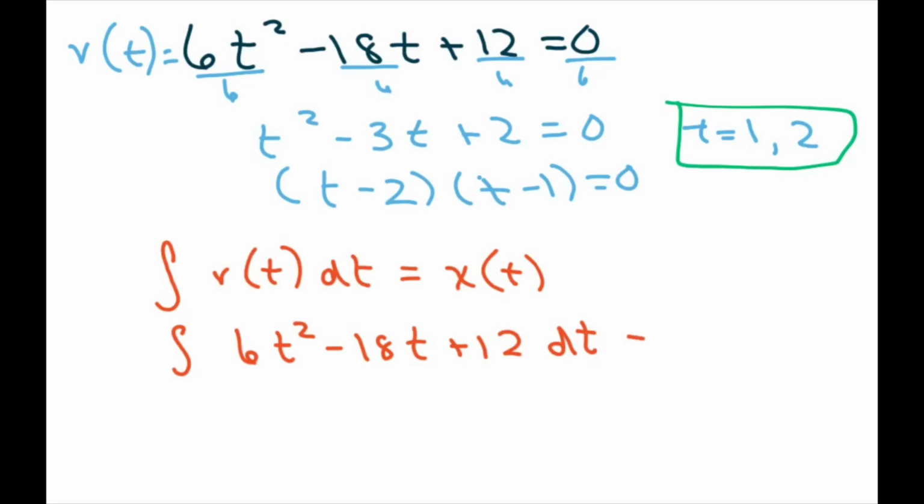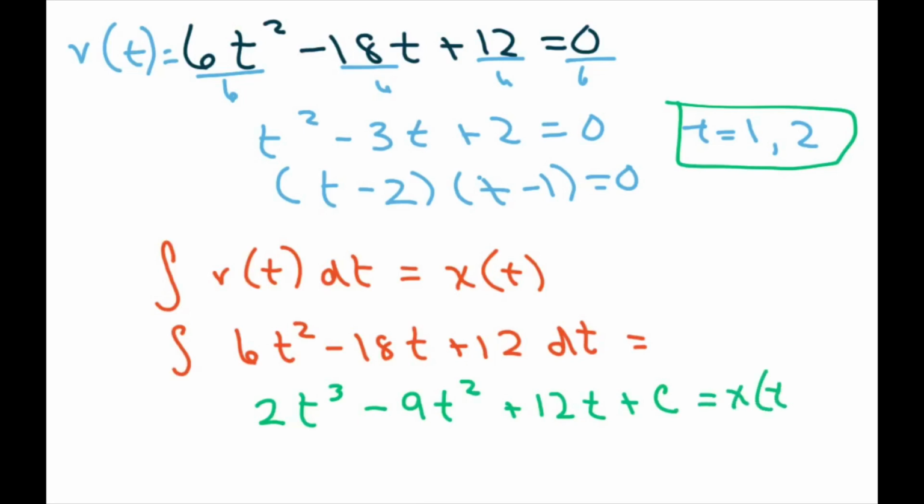And integrate that. You're going to get 2t cubed minus 9t squared plus 12t plus c. And that's going to be your position function, the position of the particle.